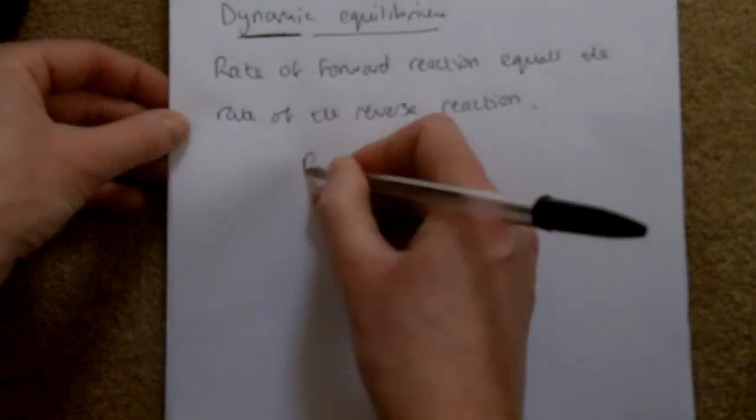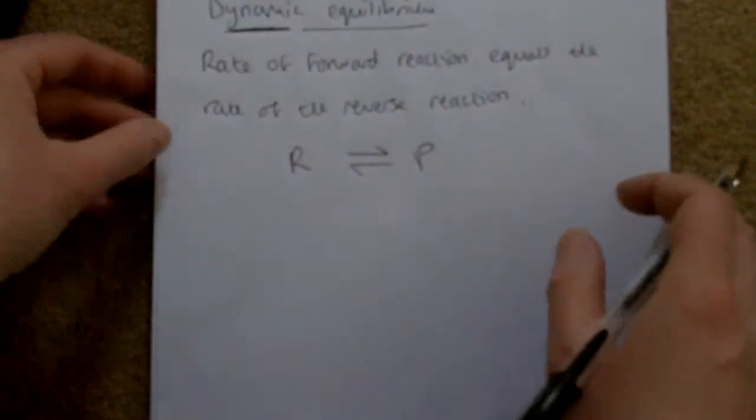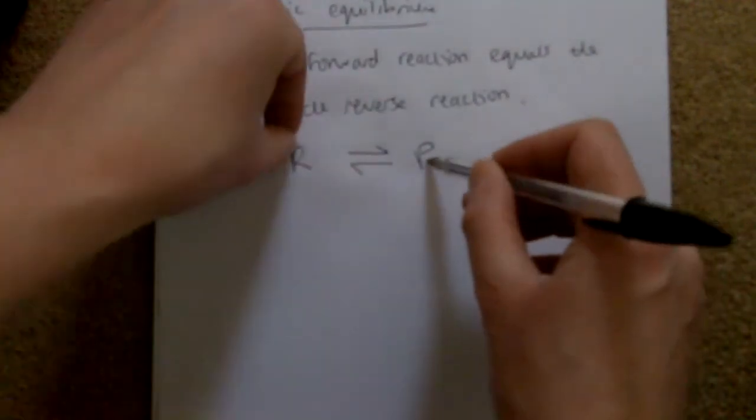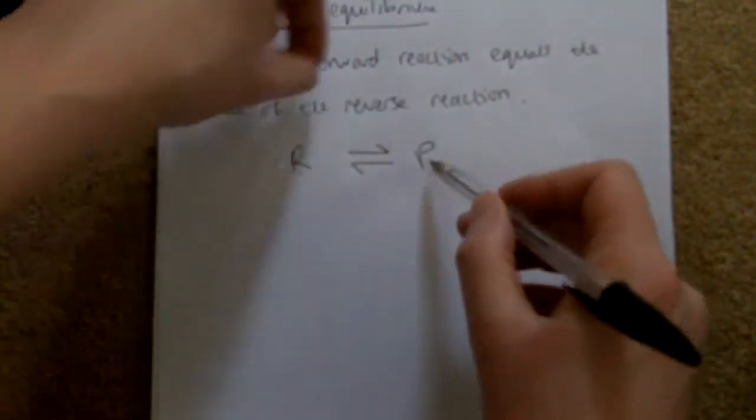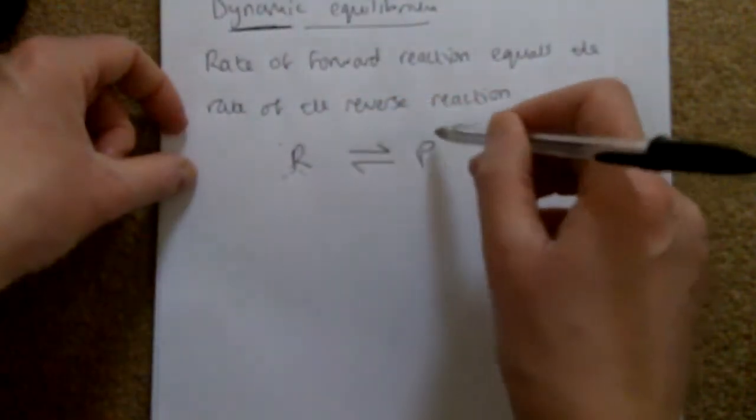Okay, so if you've got reactants going to products, then that actually means that at exactly the same time, reactants are forming products and products are forming reactants. So it's going like this at exactly the same rate. Exactly the same rate. So if you imagine reactants here, products here, at exactly the same rate, it's moving like this.